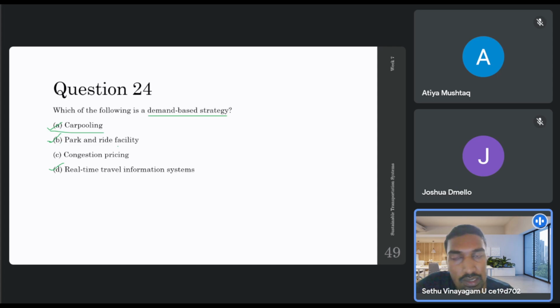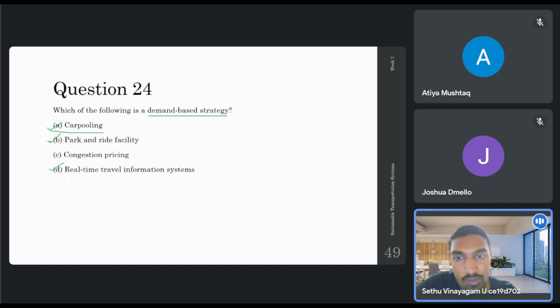Again, park and ride facility. So what is it? You give these parking facilities at transit stations so that people will come, park their personal vehicle there and then take the transit for the long distance journeys, right? So again, this is not a demand based strategy because these facilities are planned and designed and then provided beforehand, right? So based on the demand, you cannot adjust the parking facility. So these are also not flexible based on the demand.